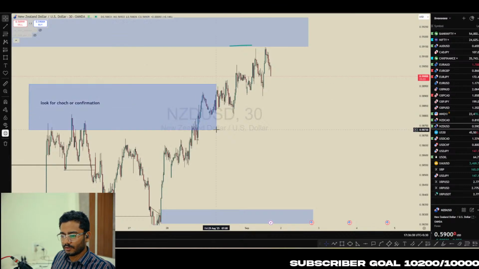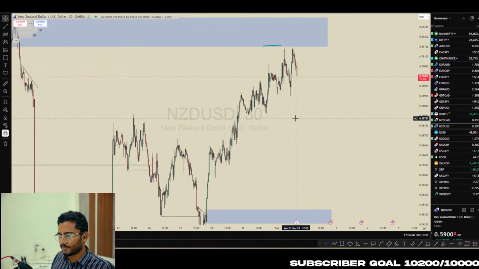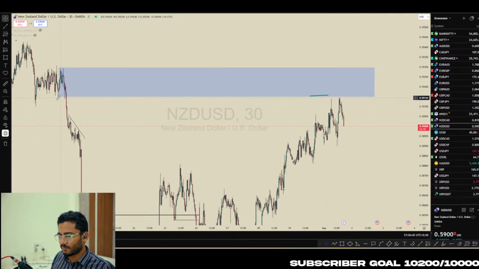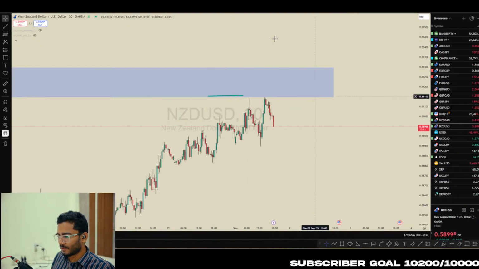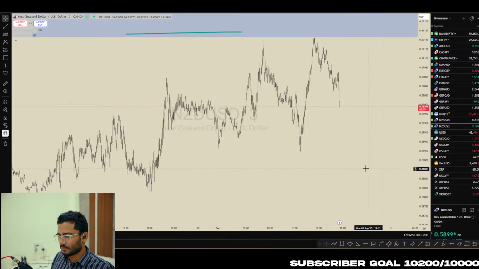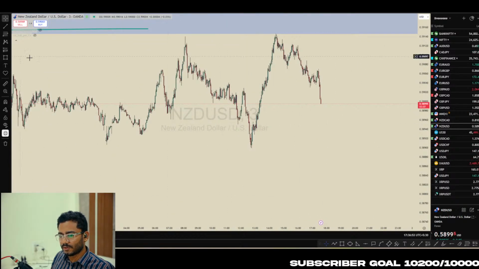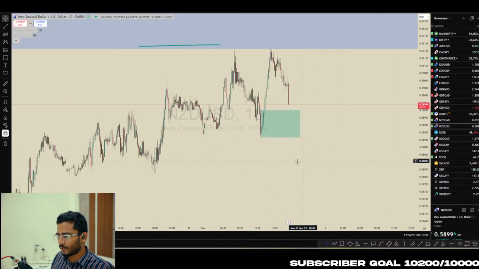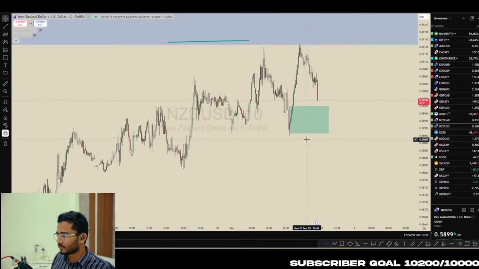So if you look at NZUSD, then it's probably reacting from this. Here you can see this is a POI, and on 30 minutes price has tapped this area. So I think this is an inducement. I think it can react from this order block, but there is no clear imbalance over here. But this is a candle which records the liquidity.